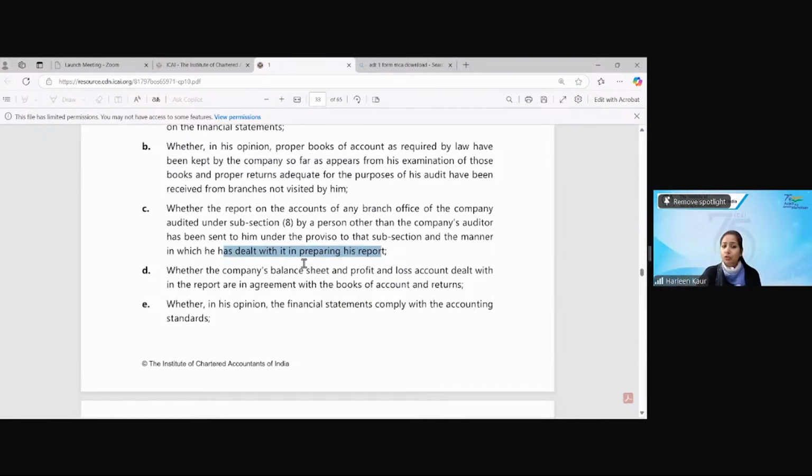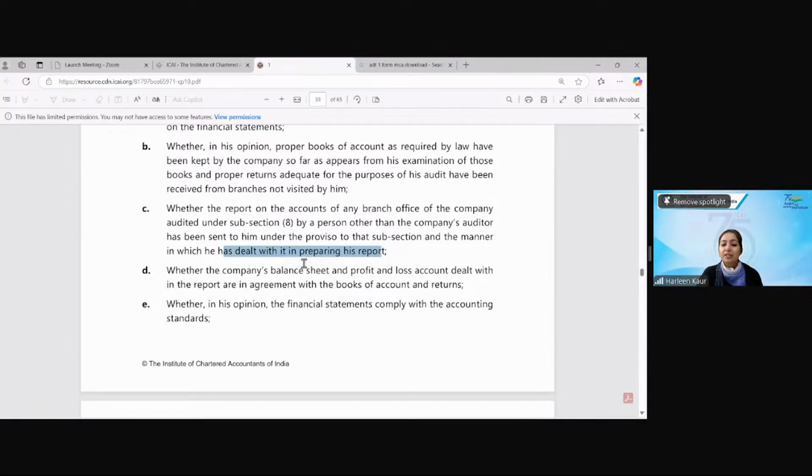Clear, children? So the first 3 points are clear. Number 1 is information and explanation required, has been received or not received; mention it, and what has affected the financial statement. Number 2, proper books of accounts maintained, registered office trial balance, and branch periodic returns received. Point number 3, branch office audit report. If somebody other than the company's auditor is doing that branch audit, whatever report you have received for the branch audit and how you have dealt with it in preparing your audit. Clear?